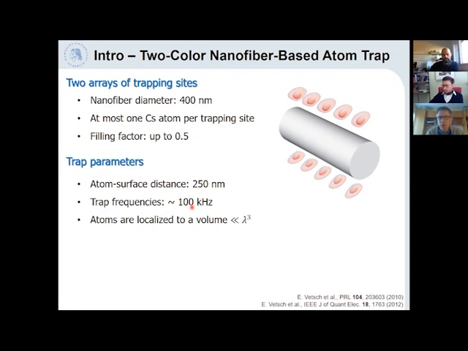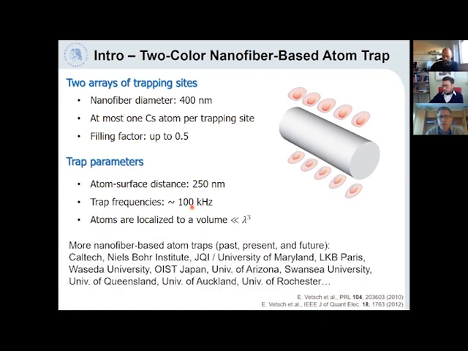So we were the first to realize such a 2-color nanofiber-based atom trap, but then others joined the game and realized or will realize nanofiber-based atom traps. Okay. So now let us consider the propagation of light through such a nanofiber when atoms are coupled to the nanofiber guided light.